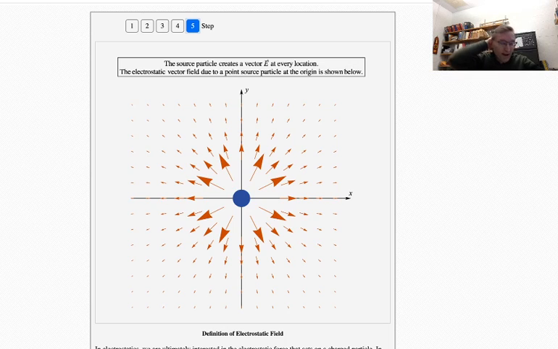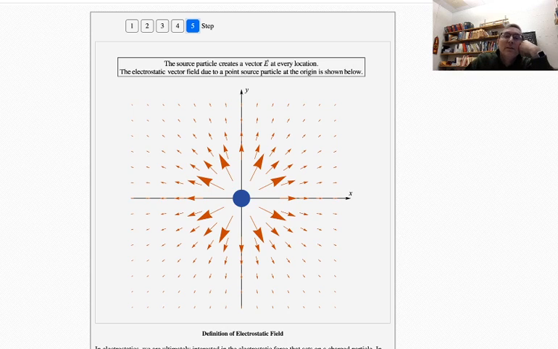Okay? Now, the way I did it here, using a program called Mathematica, is I represented the electrostatic field as a bunch of arrows at any given location. The bigger the arrow, the bigger the magnitude of the electrostatic field. And then the arrow's direction is the direction of the electrostatic field. Notice the arrows are bigger as you get closer to the source charge and smaller as you get farther away.